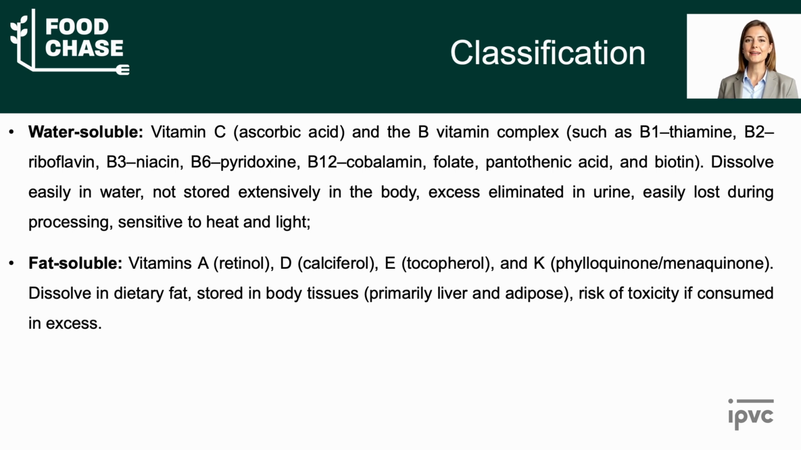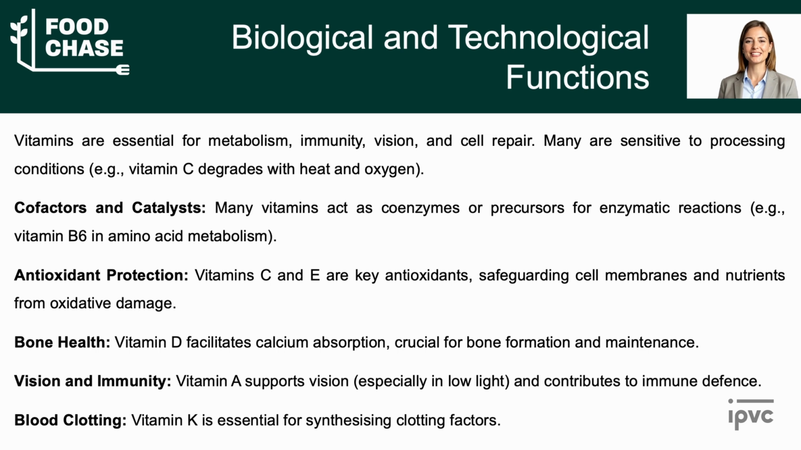Fat-soluble vitamins, A, D, E, and K, dissolve in dietary fat, are stored in body tissues like the liver, and carry a risk of toxicity if consumed in excess. These are more stable during storage but can accumulate. Vitamins are essential for metabolism, immunity, vision, and cell repair. Many are sensitive to processing conditions. For example, vitamin C degrades with heat and oxygen.